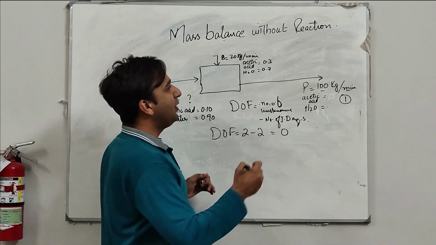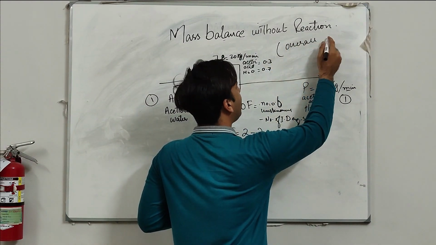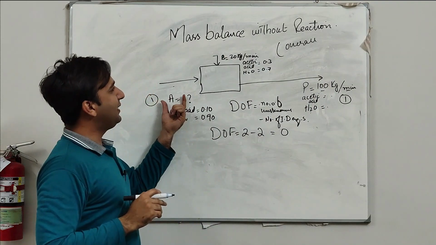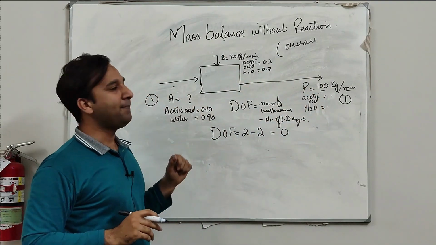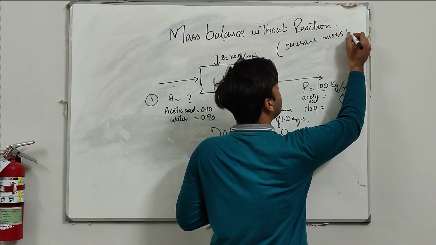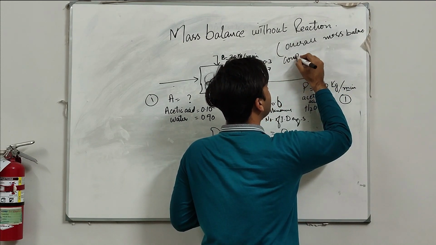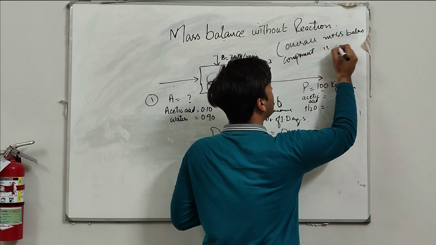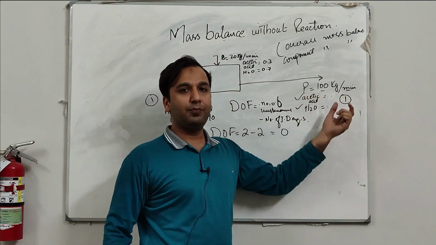In this problem we have to apply two balances. First of all will be the overall mass balance, from which we can find what A is. And from the component mass balance, we will find the amount of acetic acid and water in your product.